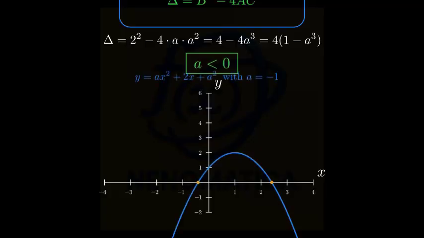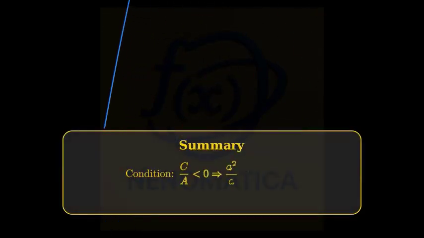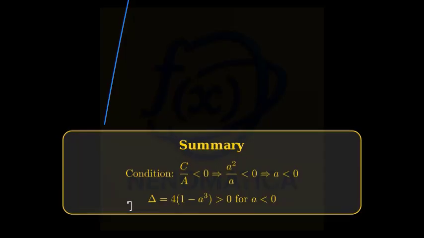Recap. The condition for opposite signs is c over a less than 0. Substituting a equals a and c equals a squared gives a less than 0. The discriminant is automatically positive for negative a. Final result: a is less than 0. Negative a.